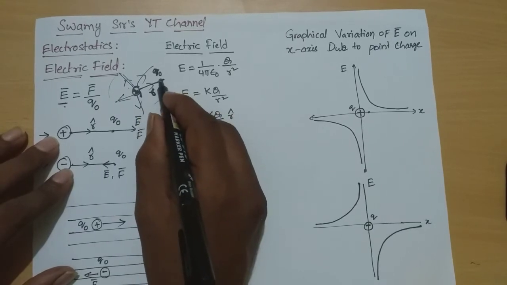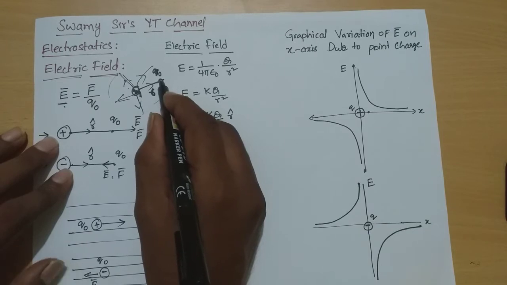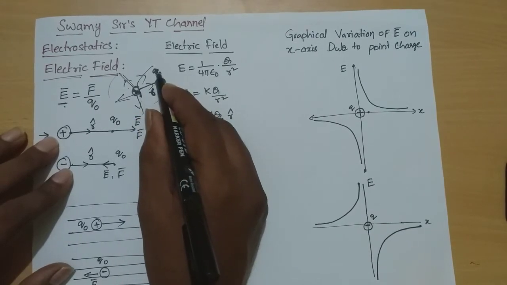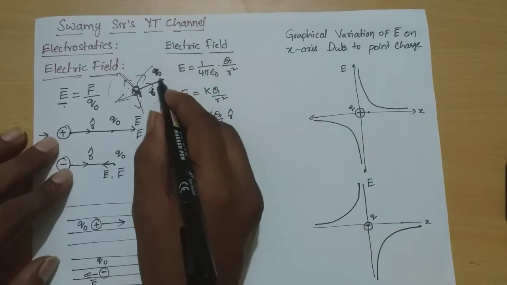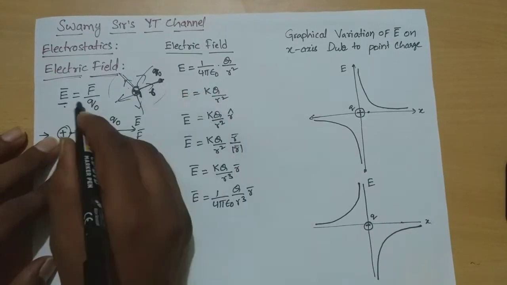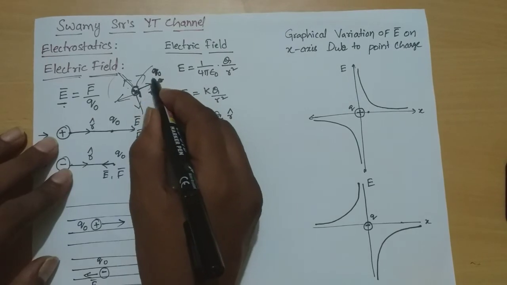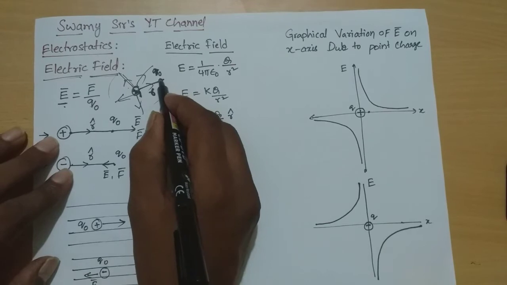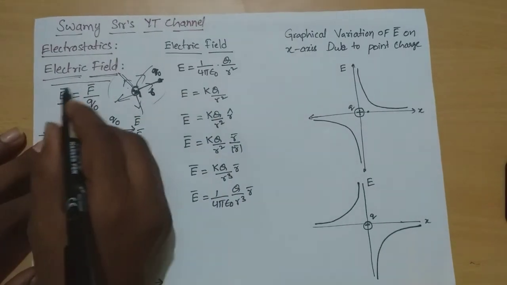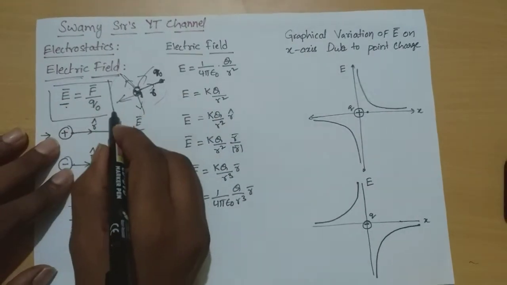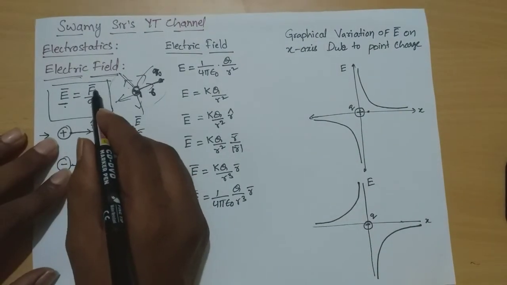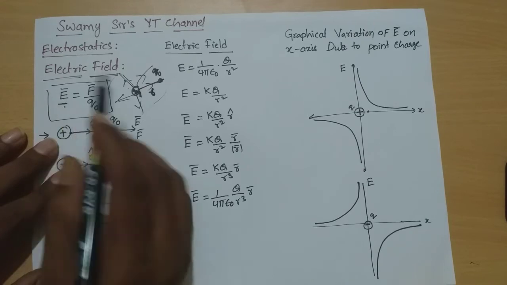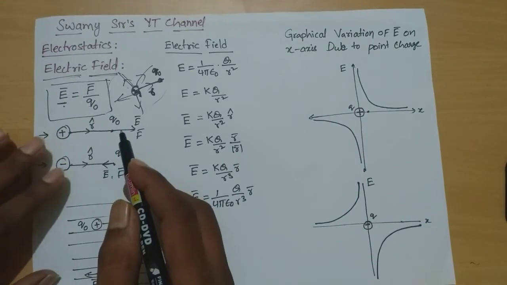Now what is the intensity of the electric field at this point? This electric field will exert a force on this test charge. So at this point the intensity of the electric field is equal to the force experienced per test charge. Now the formula of the electric field is E bar equal to the force experienced per test charge. Electric field is a vector quantity, it has magnitude and direction.